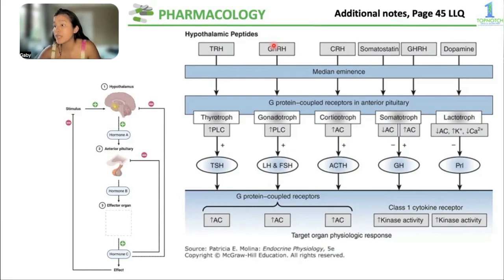So for example, TRH will trigger your thyrotrophs to release TSH or thyroid stimulating hormone, which then tells your thyroid to release T3 and T4. The same is true with your GnRH or your gonadotropin releasing hormone. This tells your gonadotrophs to release LH and FSH, which then tells your ovaries to release estrogen and progesterone. And the same is true for the other hormones like your somatostatin, your growth hormone releasing hormone, your dopamine, etc., etc.